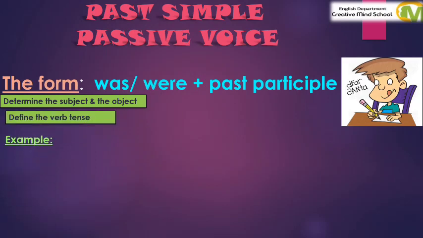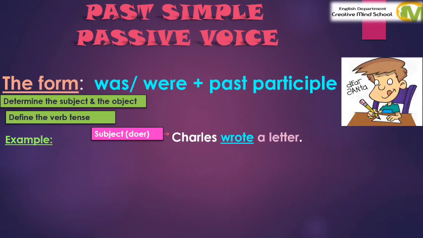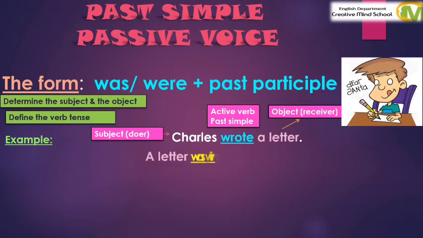Let's check the examples. Charles wrote a letter. Charles here is the subject. Wrote is the verb in the past simple. And a letter is the object. To change it, we start with the object, a letter, and the proper form with a letter as it's a singular noun, use was written. Written here is the past participle of write.